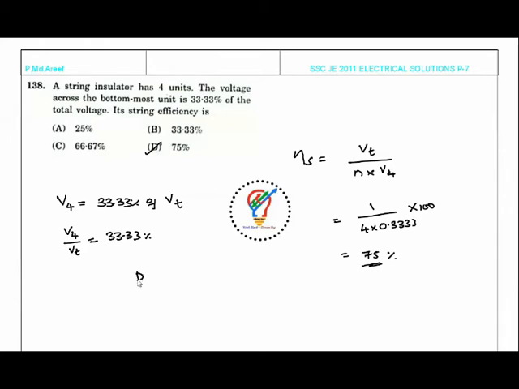If they ask for derating factor, derating factor means 1 minus string efficiency, 1 minus 0.75 is nothing but 0.25 as a derating factor if they ask.